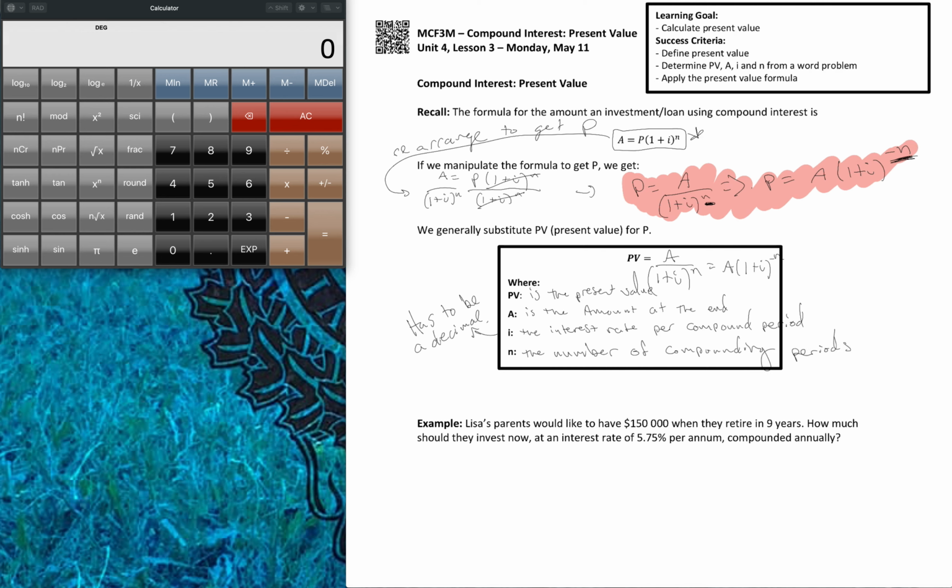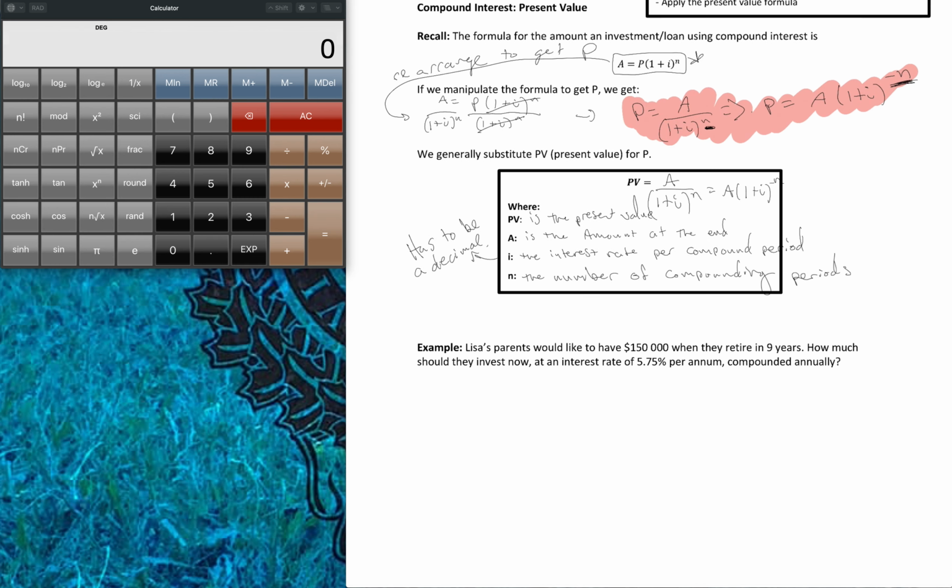Okay. And so if that's biannually, then you're going to have 2 compounding periods every year. If I leave the money in the account for 2 years and it's compounded biannually, then I get 4 compounds. The money gets compounded 4 times. So let's take a look at a question down here.